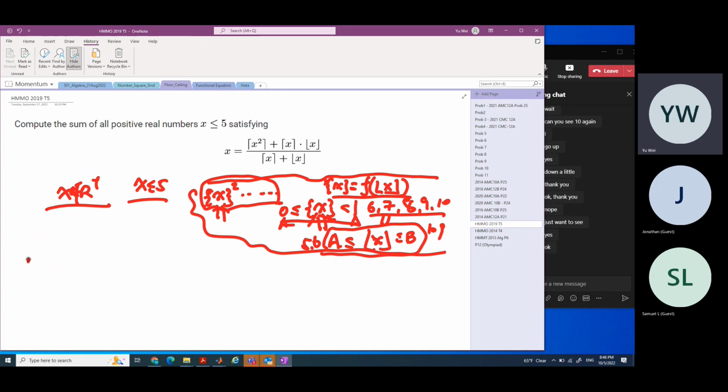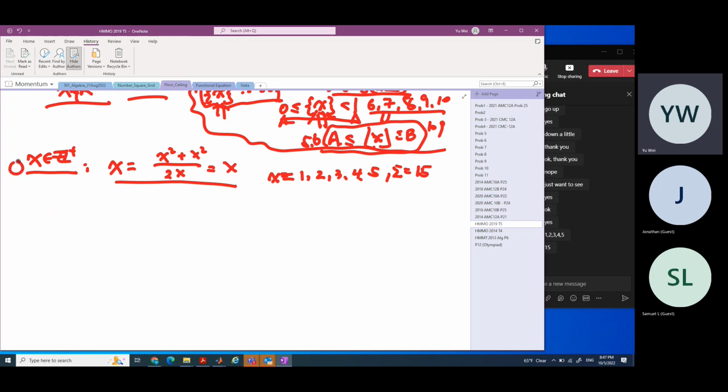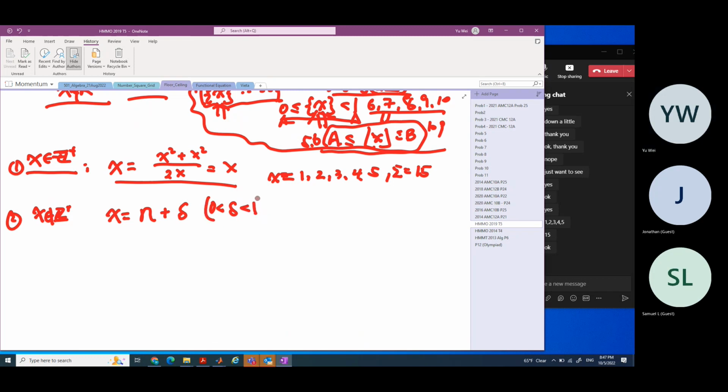So for this problem, let's first do the case where x belongs to the integers. Let's see, if x is an integer, x equals x squared plus x squared over 2x, equals x. That means it always works, right? So the solution is 1, 2, 3, 4, 5. What's the summation of this? 15. Okay, this is case 1, right? It's trivial. In case 2, let's say x does not belong to the integers, but x has a fractional part. Let me write x equals n plus delta. That means delta must be greater than 0 and less than 1.